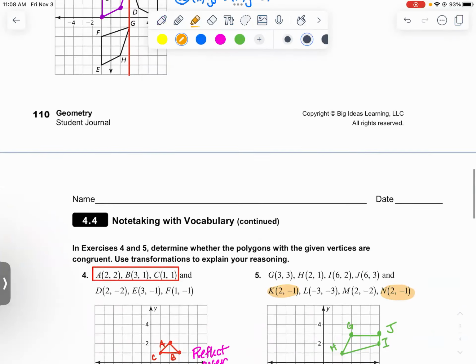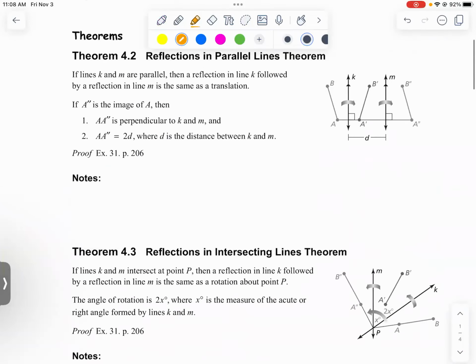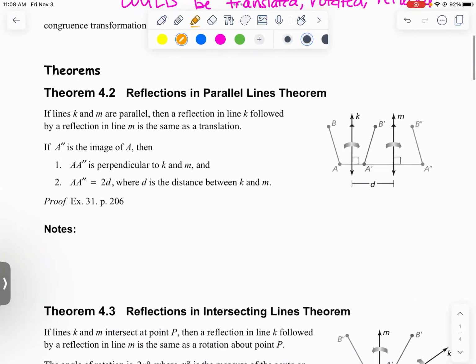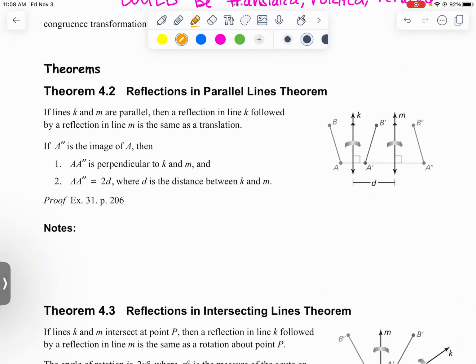Let's go back to page 109. And we need to talk about a couple theorems here. The theorem is going to go with proof. No proofs in this chapter. Proofs next chapter though.